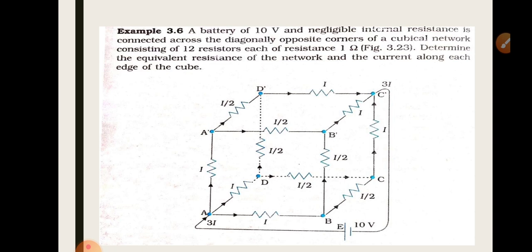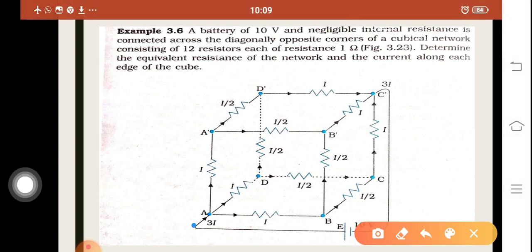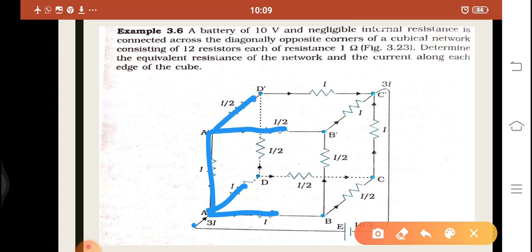Now suppose the total resistance of the circuit is R, total EMF is E, total current is I. But here we are taking the total current as 3I. Let us consider that 3I current is flowing. Now this current will go into 3 branches here. This I current will split into I by 2, I by 2. This I will split into I by 2, I by 2. This I will split into I by 2, I by 2.